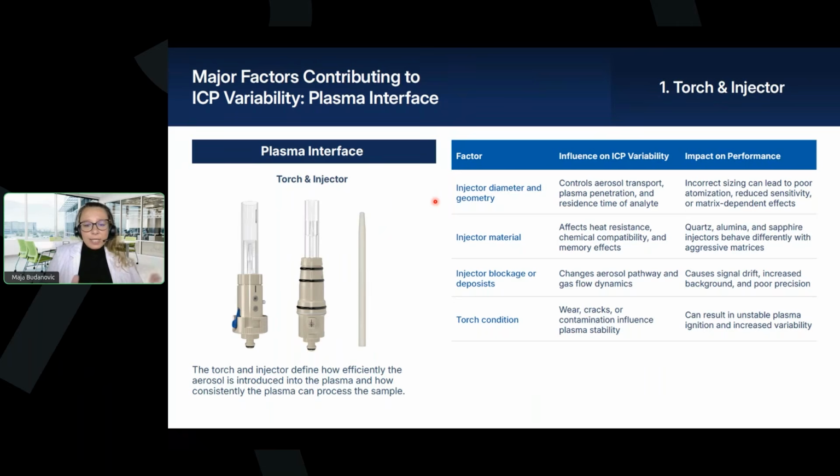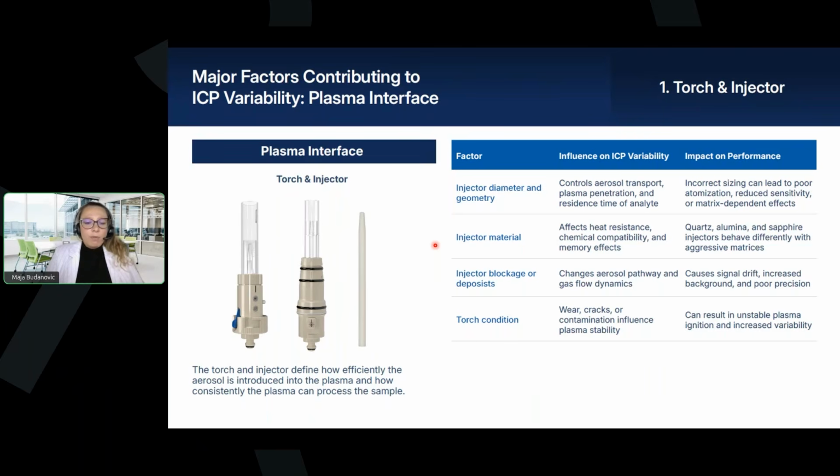So incorrect sizing can lead to poor atomization, reduced sensitivity, or matrix dependent effects. The injector material also plays a role because materials such as quartz, alumina, or sapphire can have different chemical compatibility, different heat resistance and memory behavior, which can be very important for these aggressive sample types.